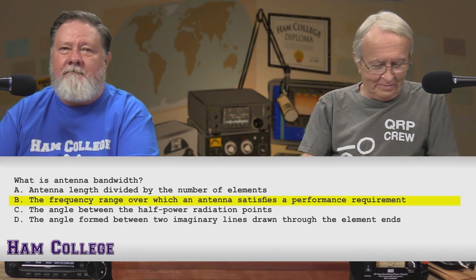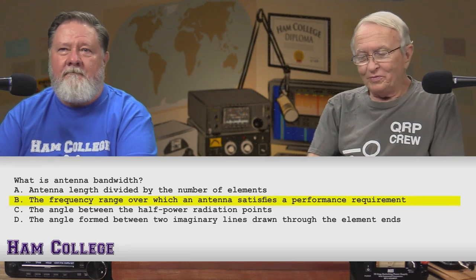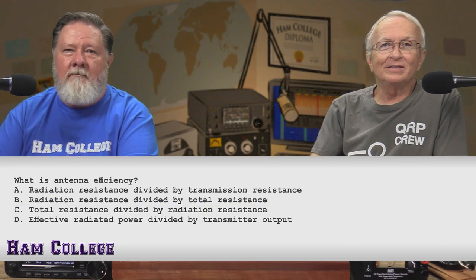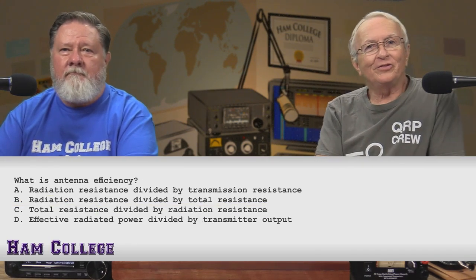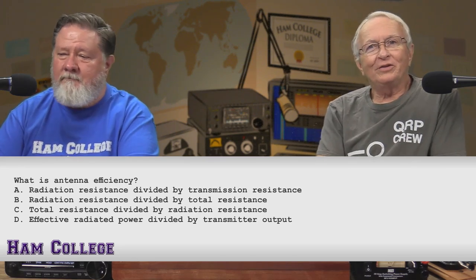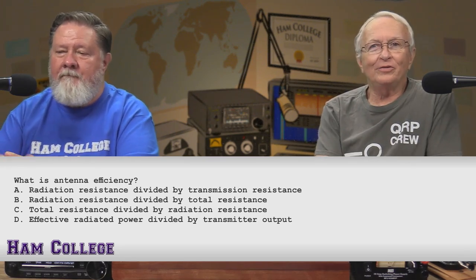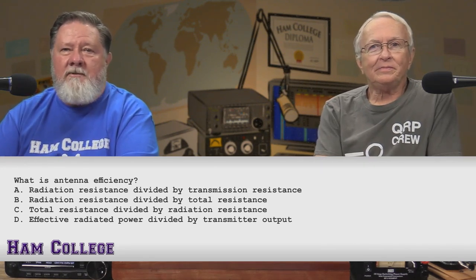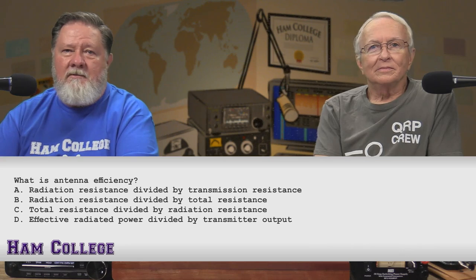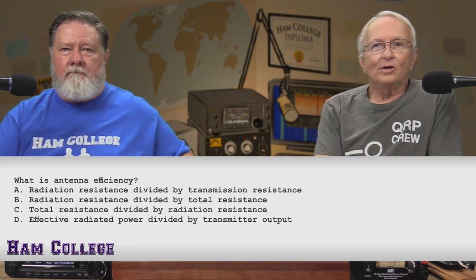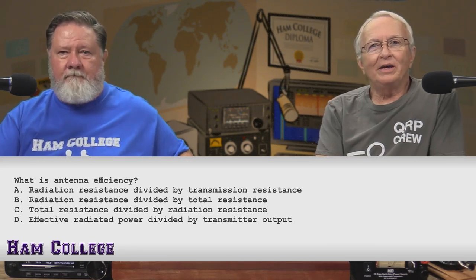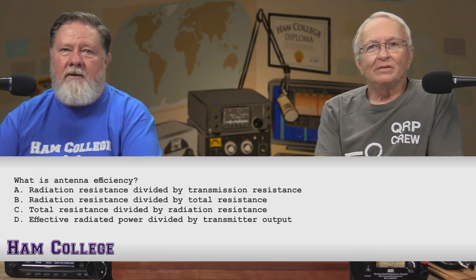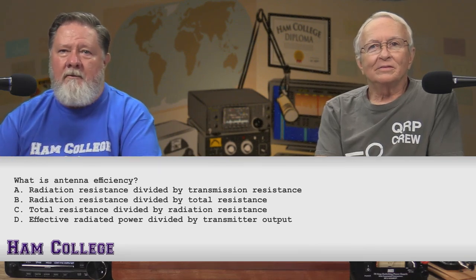All right, let's see. I don't have another math one for you, but I got this. What is antenna efficiency? A, radiation resistance divided by transmission resistance. B, radiation resistance divided by total resistance. C, total resistance divided by radiation resistance. Or D, effective radiated power divided by transmitter output.